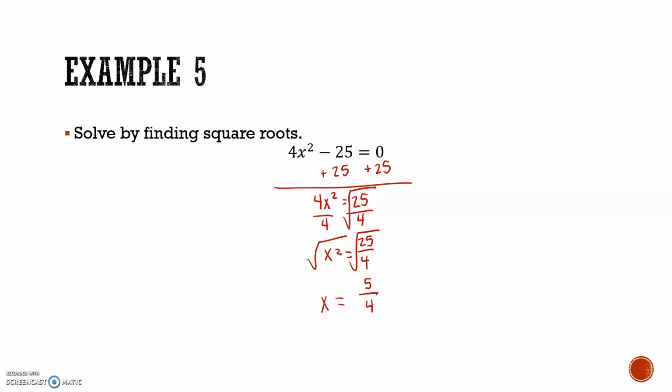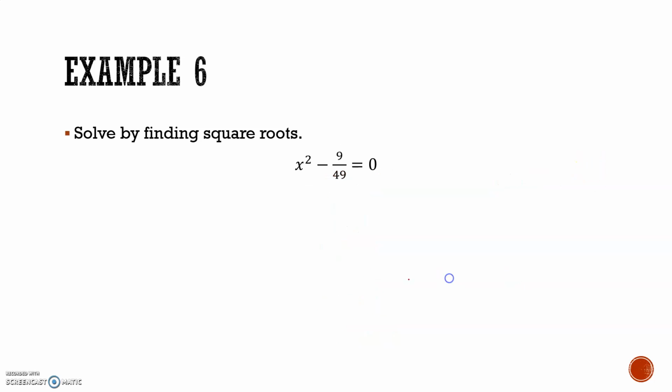But here's the catch. You cannot just put 5/2 because that is not the only answer that makes this true. When you take the square root of something, you get both a positive and a negative. So you have to put a plus or minus. We need two answers. You can also think of it as writing it this way. My answers are 5/2 and negative 5/2. But you have to remember that it's two answers. You could also factor this into like 2x plus 5, 2x minus 5. But I think that this is a faster way to do it.